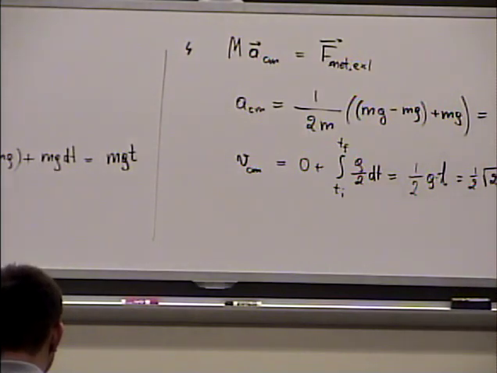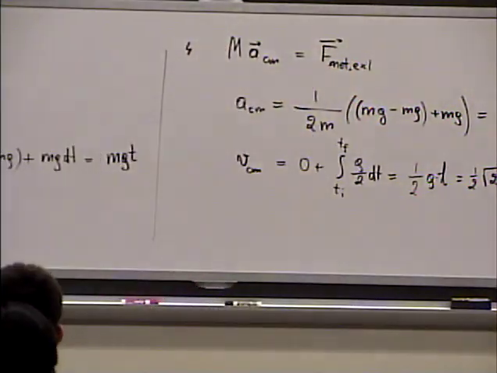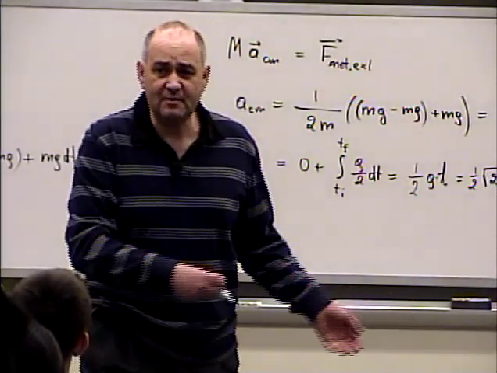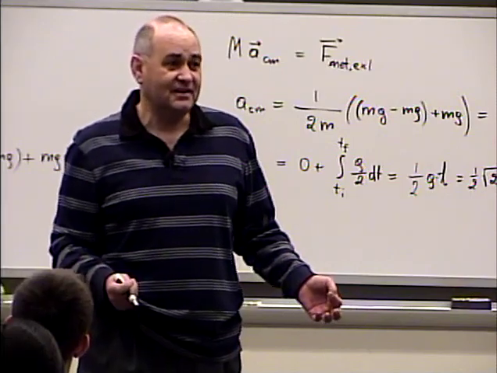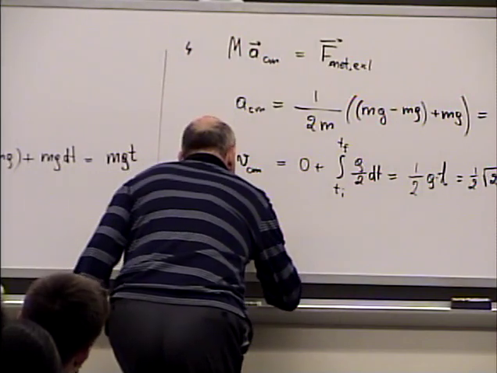Am I happy? Are you happy? I'm not. I mean, I still didn't calculate what I needed to. What are we calculating? In each problem, we're trying to find the same quantity, the speed of particle 2. So now, what is the speed of particle 2?